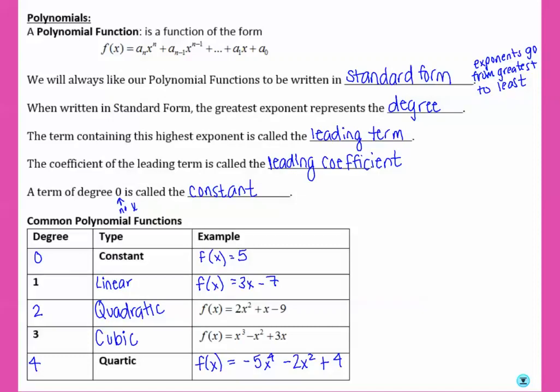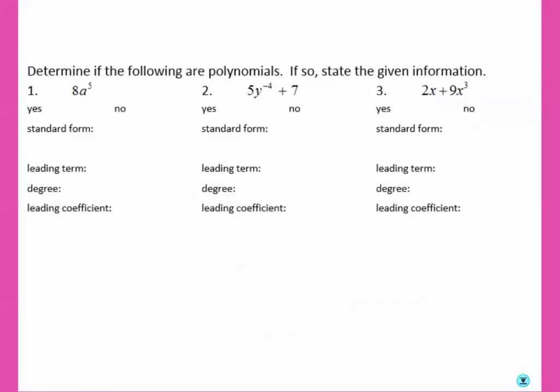So let's put this vocabulary to use. Now, determine if the following are polynomials. In order to be a polynomial, the exponent must be positive and no x's in denominators of fractions. Sorry, the exponents have to be positive numbers. They cannot be variables, and no x's in denominators of fractions.